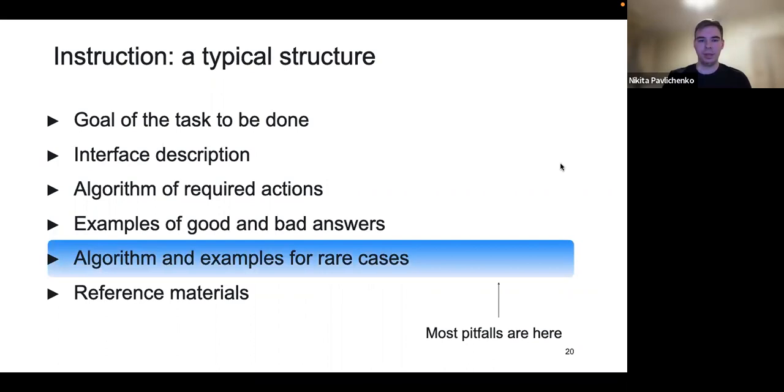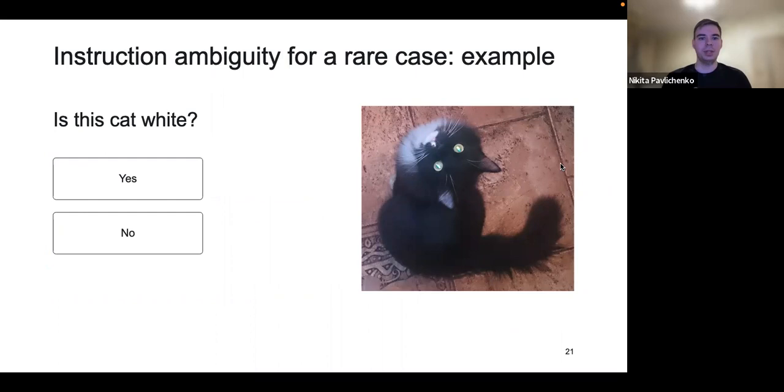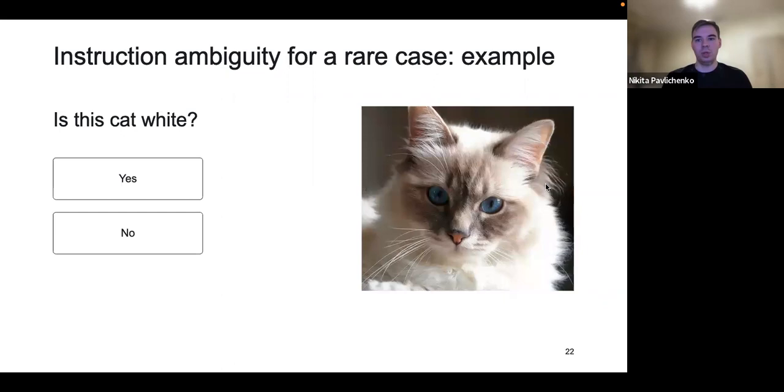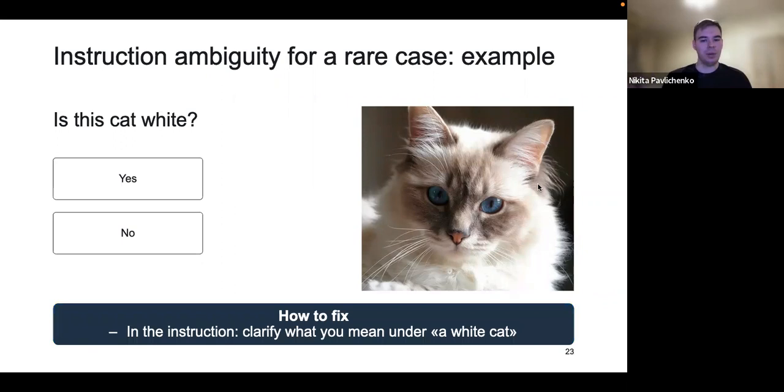And the rare cases are the most difficult part of the instruction. Let's consider a simple example. You want to annotate white cats. So you show some images and ask a simple question: is this cat white? Okay, for this cat, I think it's obvious. Yeah, it's not a white cat. But what about this cat? Okay, it's pretty white, but it has kind of a gray head, a gray face. So maybe it's not really a white cat. And you need to clarify what you mean by white cat.